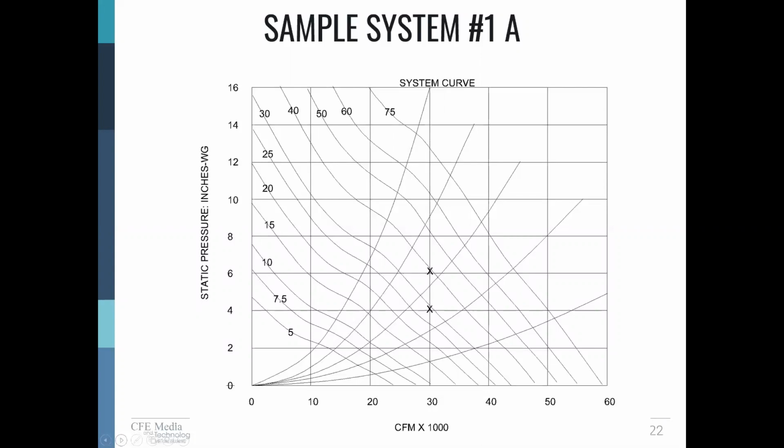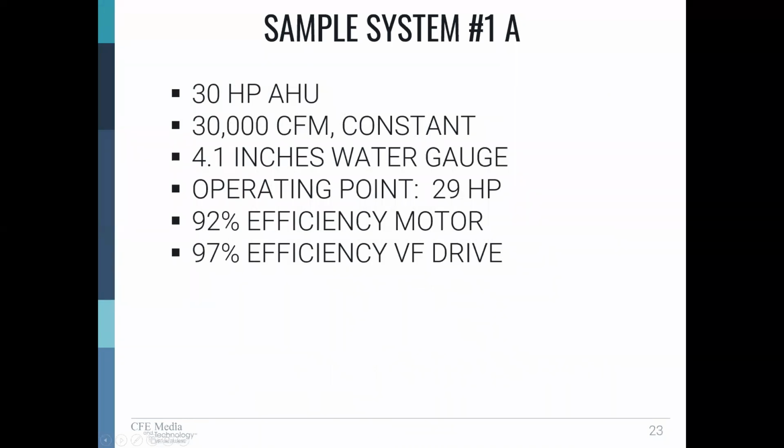That will require that you reduce the total static by 4.1 inches instead of 3.3. That will give you a 29 horsepower operating point with the same 92% efficient motor and 97% efficient drive. We have a slide showing all these values written down for you.